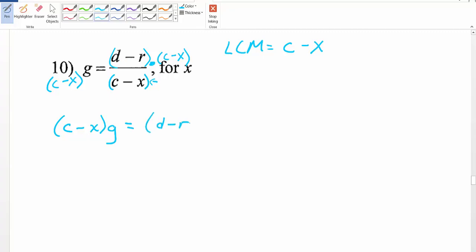You don't have to throw the parentheses, but you can. On the bottom, we have c minus x, and on top we have a c minus x, and we're multiplying these two. Then those two will actually end up dropping out with one another.